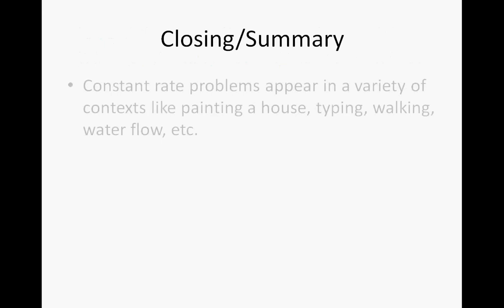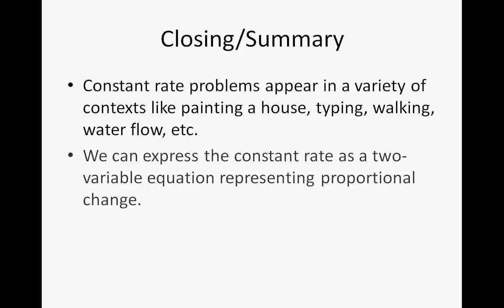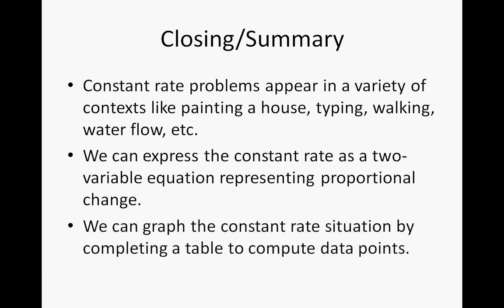All right, let's wrap this up. Constant rate problems appear in a variety of contexts like painting a house, typing, walking, water flow, etc. We can express a constant rate as a two-variable equation representing proportional change. And we can graph the constant rate situation by completing a table to compute the data points.